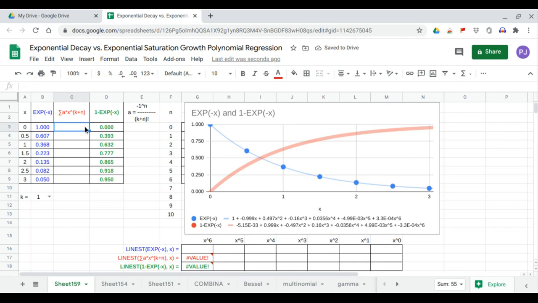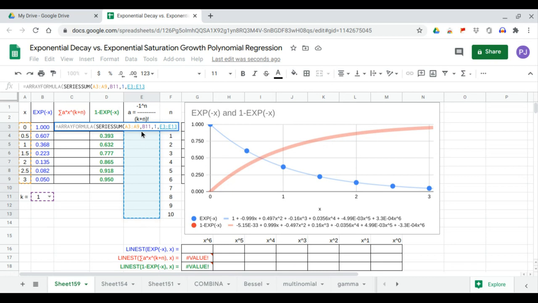So we now enter the Taylor series expansion. So RA formula, series sum of the x values. So that's a times x, where x is raised to the power k plus n. So that is starting from k interval of 1, because our n value starts from 0, 1, 2, 3. So that's k interval. And the coefficients a will be this range. This is the coefficient.